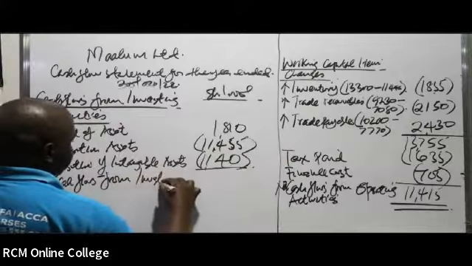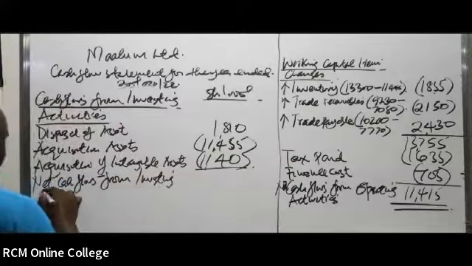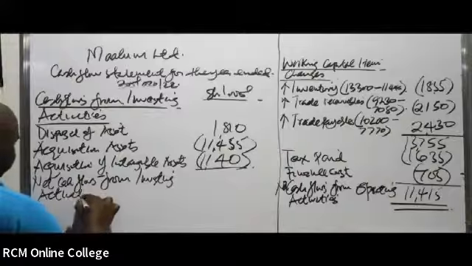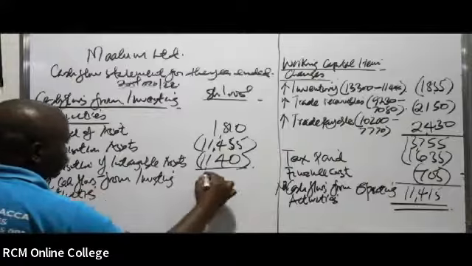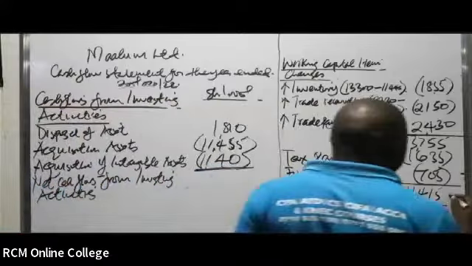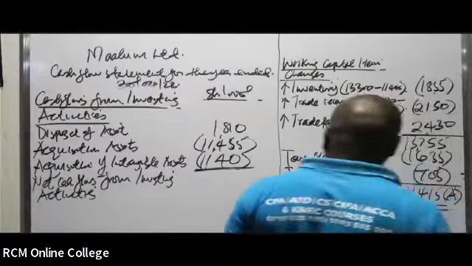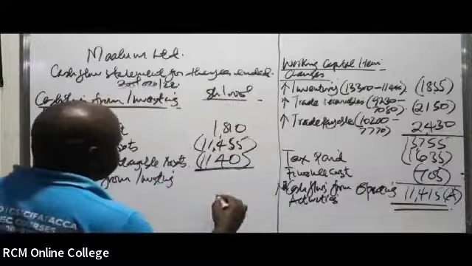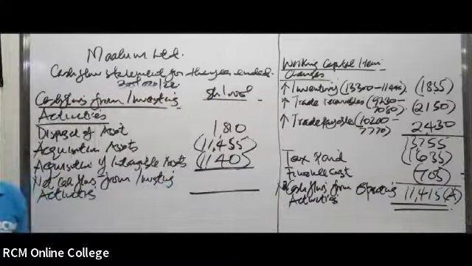The net cash flows from the investing activities. You'll be able to get the net cash flows from the investing activities. You can add that one.